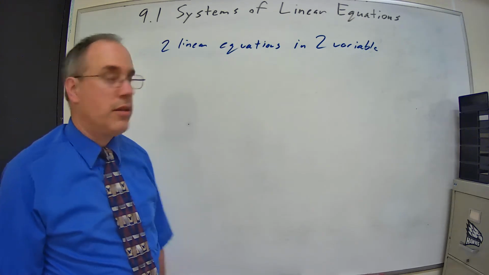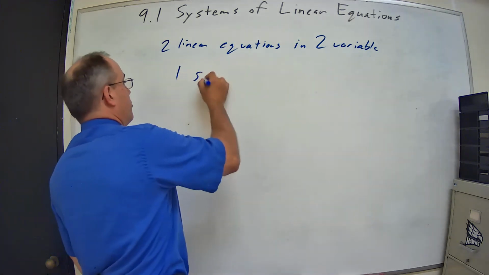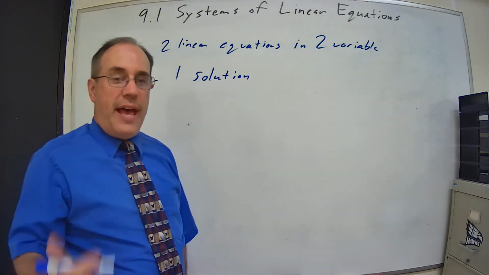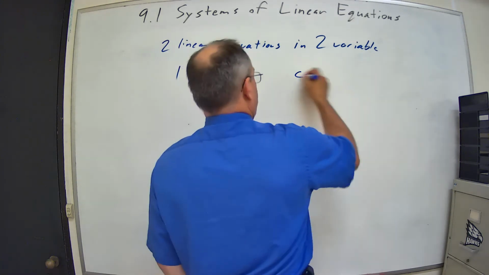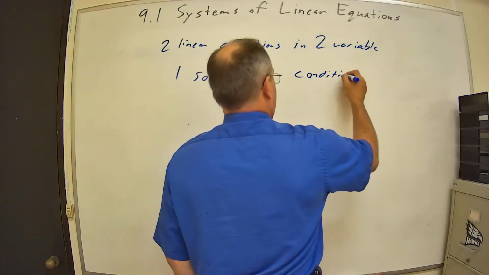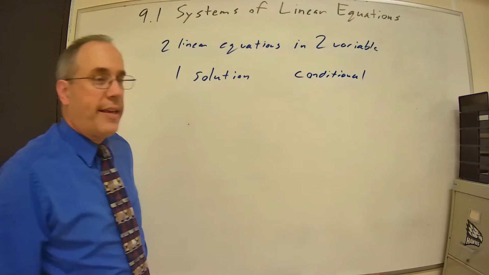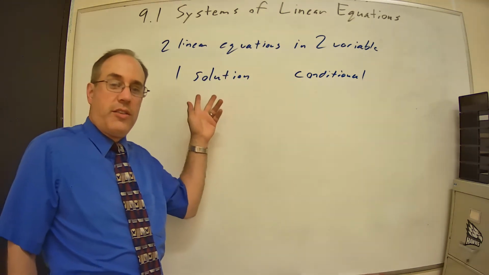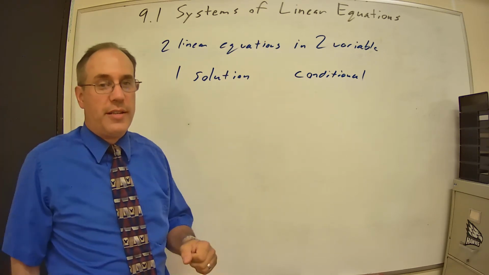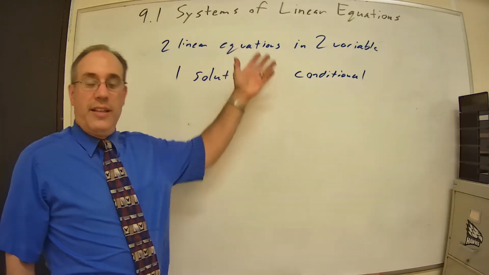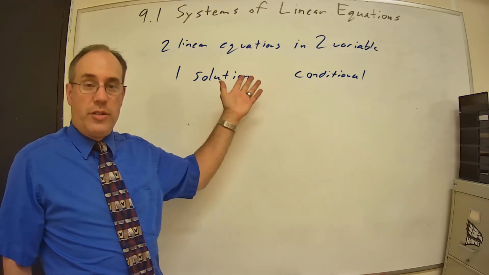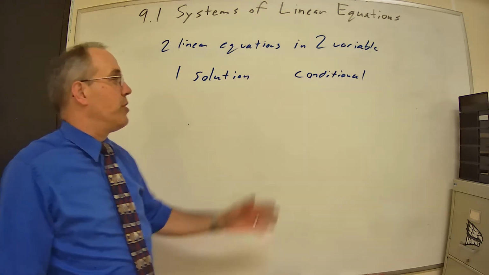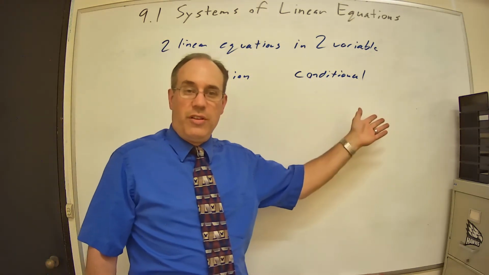One, there is one solution, and that solution, we call that a conditional system, that given this set of things, that this one solution will work. So if you plug in the right value for x and y, say, then we will satisfy the equations. If we don't plug in the right value, then it will not satisfy the equation. So in that sense, they are conditional.